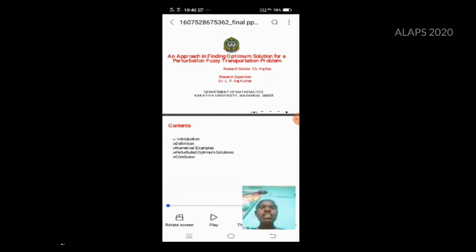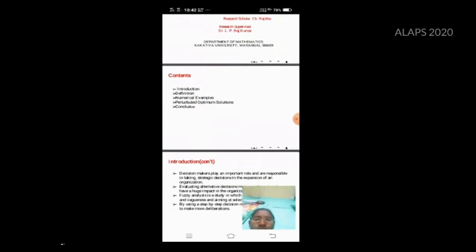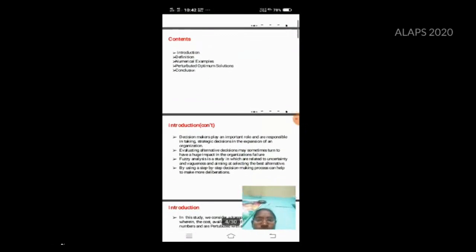Here I am to present my research paper titled An Approach in Finding Optimum Solution for a Perturbation Fuzzy Transportation Problem, with the permission of the chairs. My title is An Approach in Finding Optimum Solution for a Perturbation Fuzzy Transportation Problem. Contents: Introduction, definition, numerical example, perturbated optimum solutions, conclusion. Introduction.